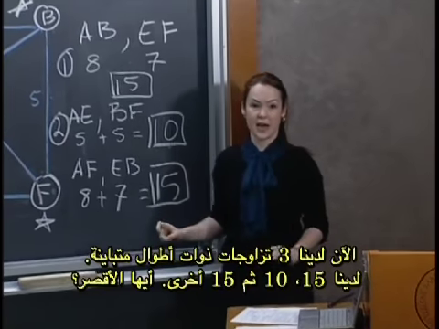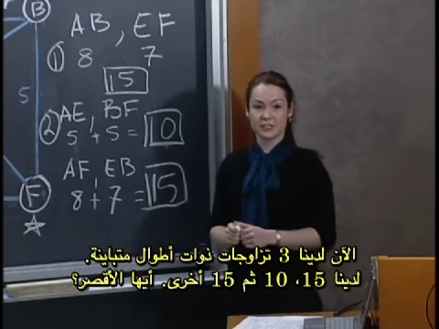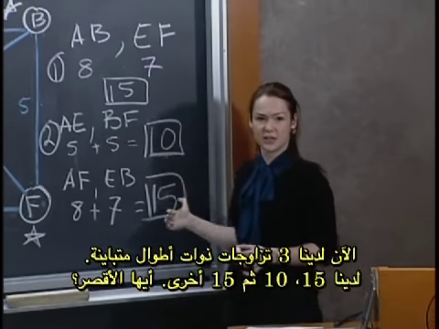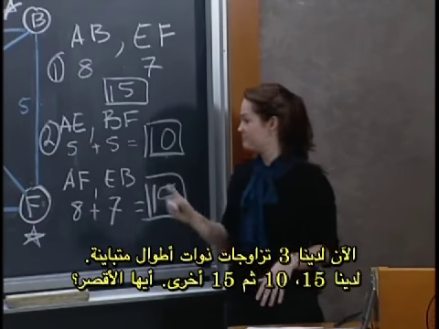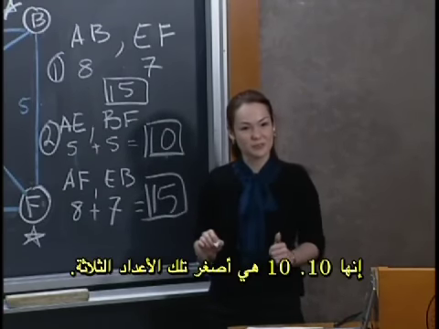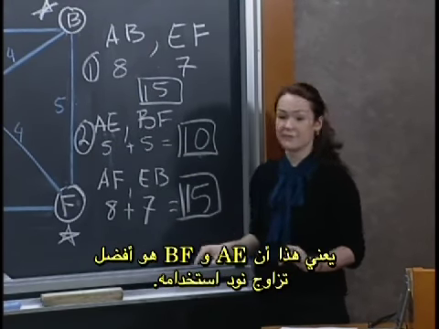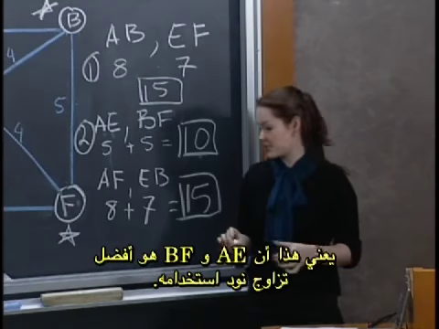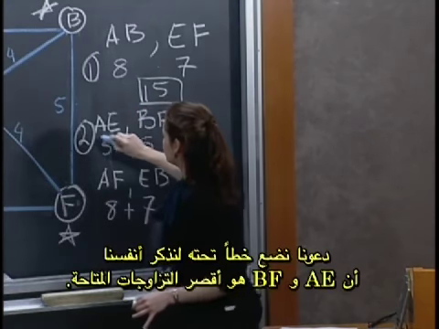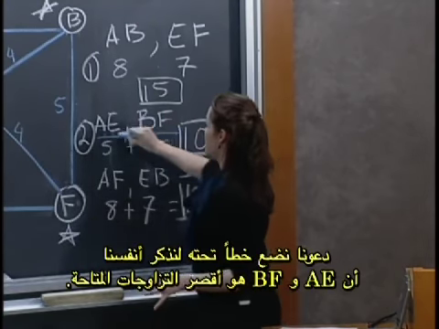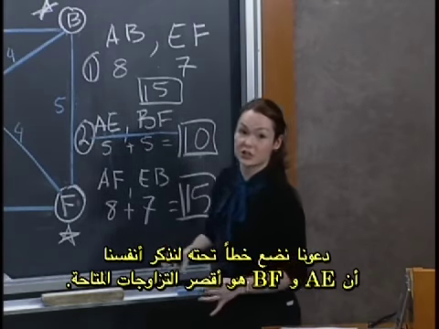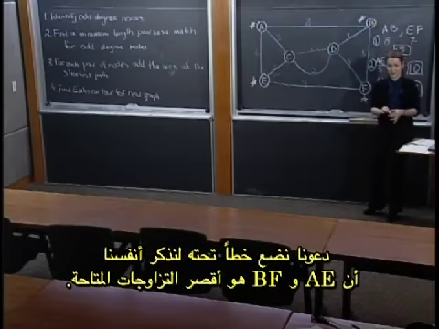Now what we have is 3 matchings of 3 different lengths. We have 15, 10, and another 15. What's the shortest one? 10. 10 is the minimal number of those 3. That means that AE, BF is our best matching that we want to use. So let's underline it to remind ourselves that AE, BF is our shortest pairwise length matching.